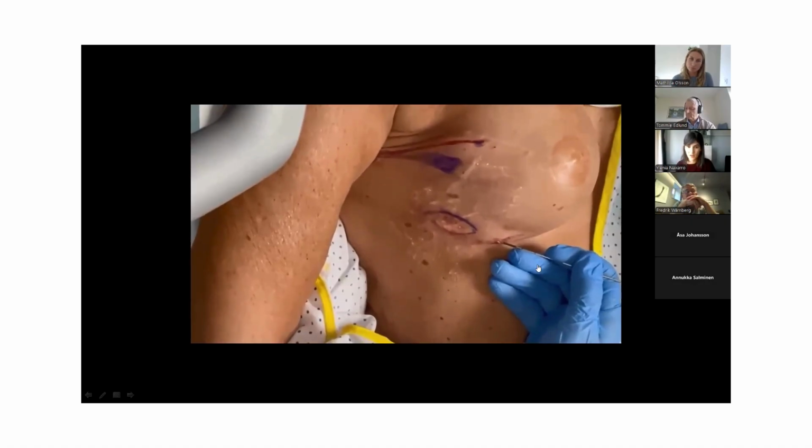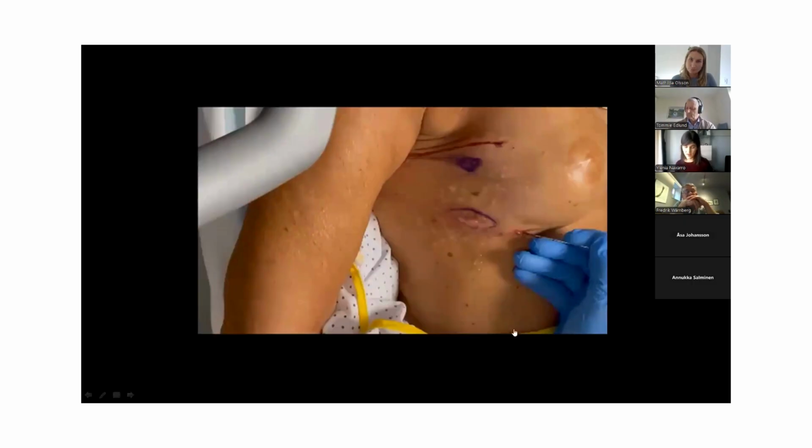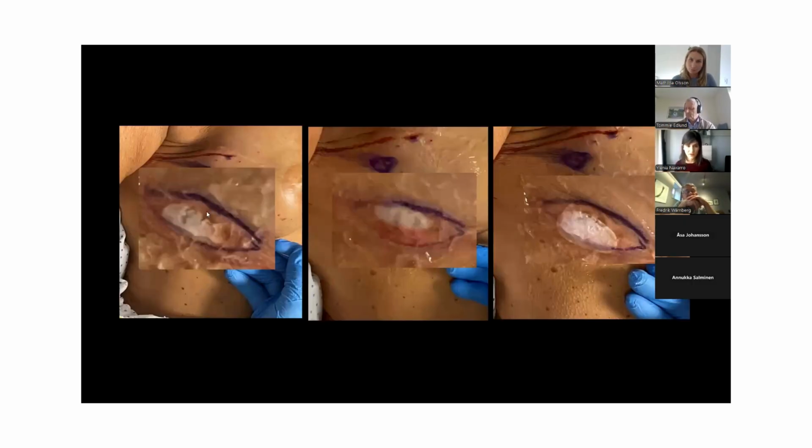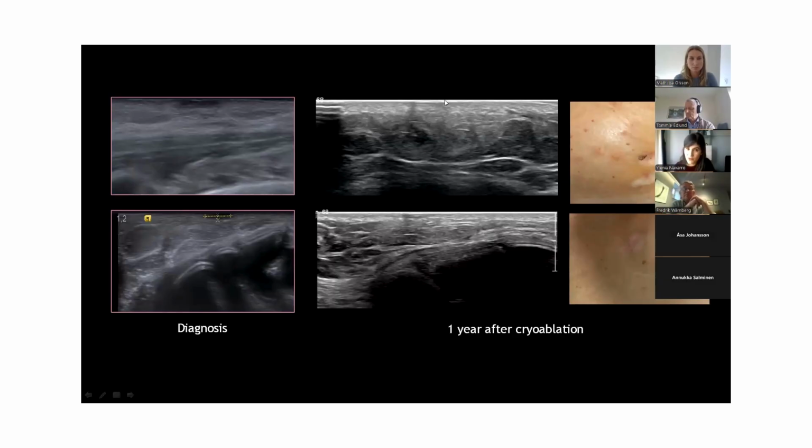You see? Okay, so we did this, moving the needle area by area, until we completed the whole lesion, and the same with the other one. And this is the evolution 1 year after. We don't see any lesions in ultrasound, and the evolution of the skin clinically is very good too. We're just seeing a scar. And the patient and the other patient that we have treated for skin lesion have never had any complications, not the day after cryoablation or the days after.